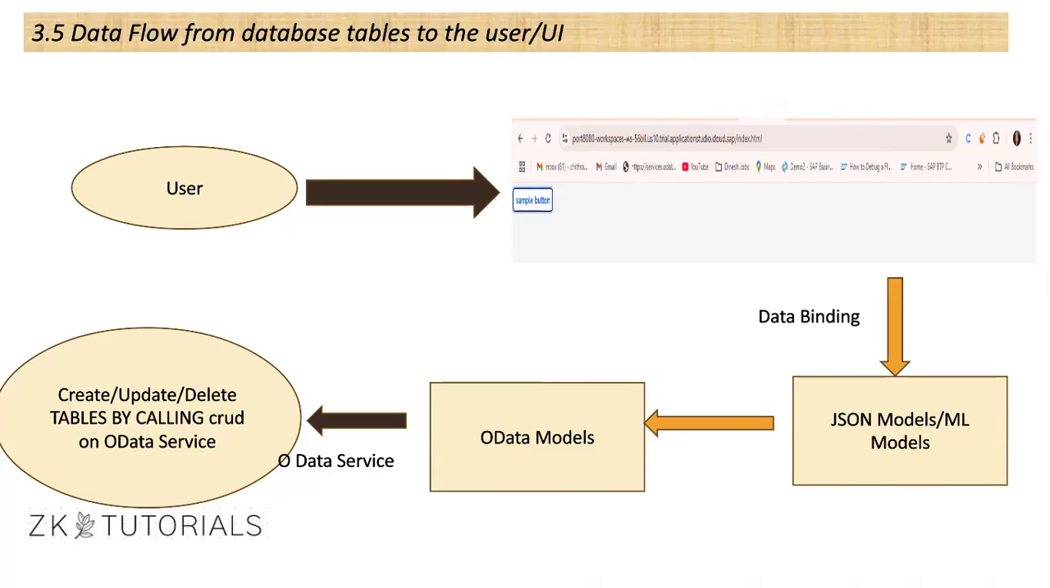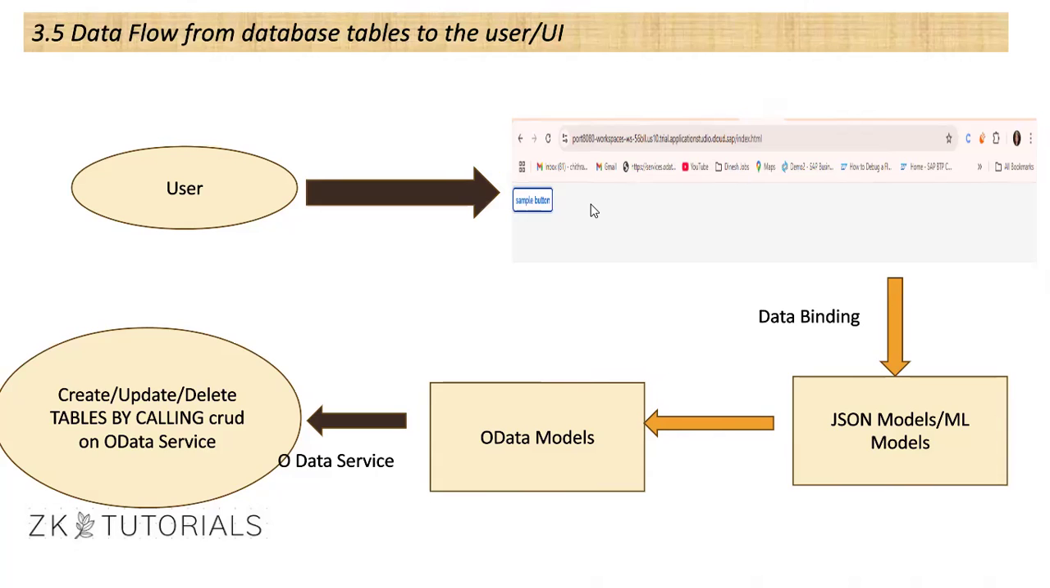OData models are of two types, OData V2 and V4 model. And there are two other models called JSON model and XML model, and also there is a resource model. Totally there are four models in UI5: OData, JSON, XML, and the resource model. These are the models which we use to create a web application. From these models, the data binding exists between the model and the control. The controls will be inside our web application, right?